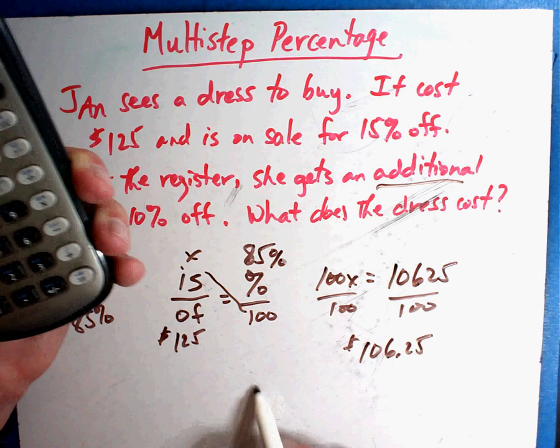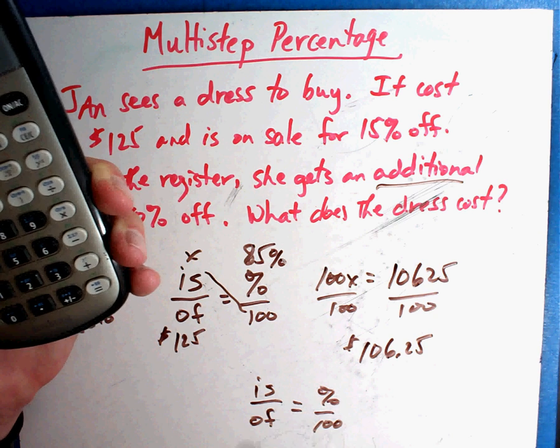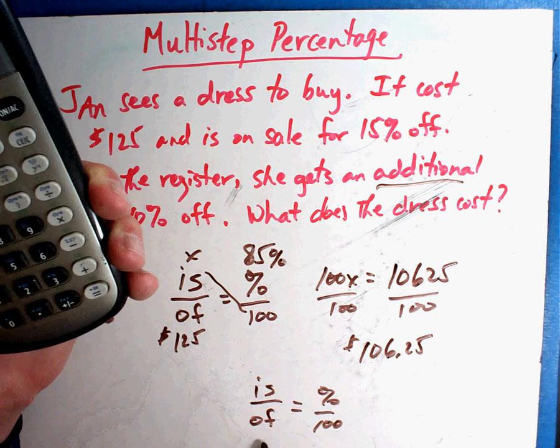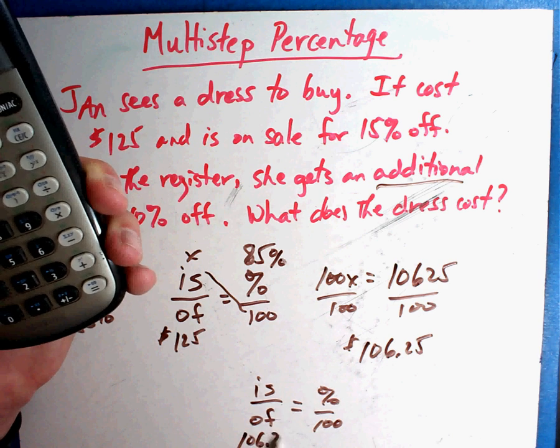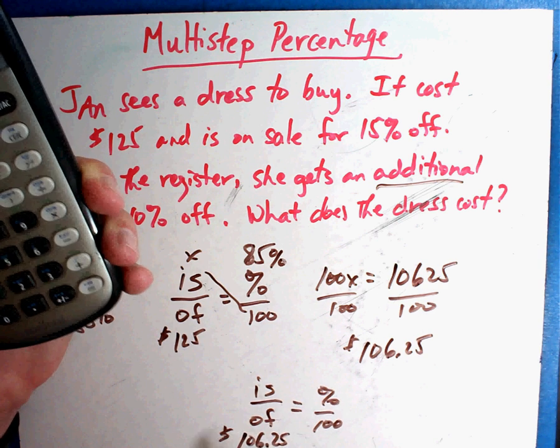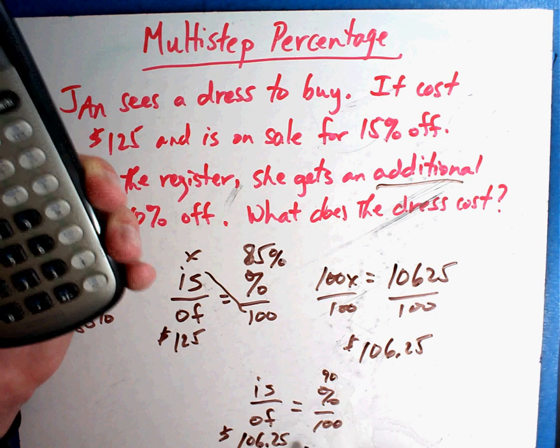So you just set it up again. Is over of equals a percent over 100. Quick question. Am I going to plug $125 in there? No, it's already dropped in price. Of 106.25, what is an additional 10%? So I'm going to pay 90% of the bill.